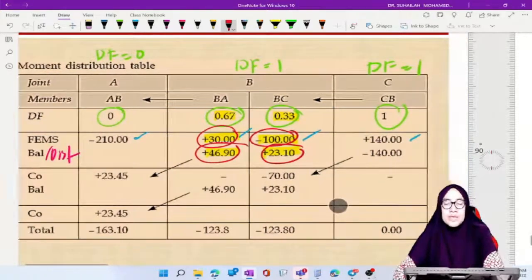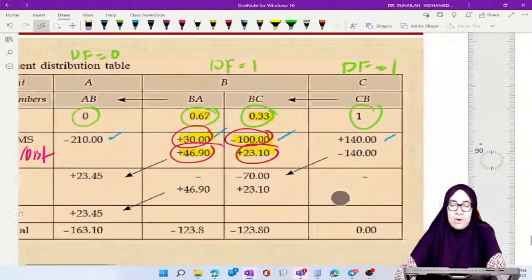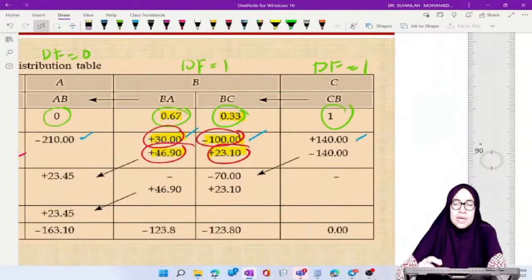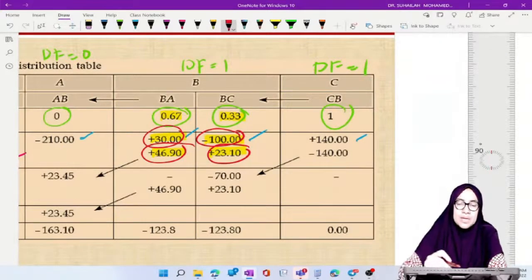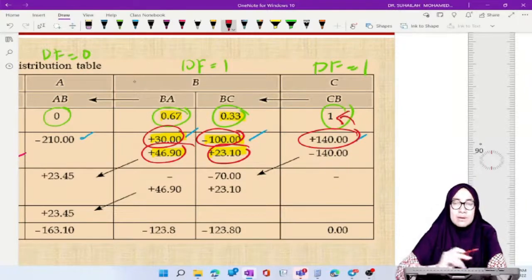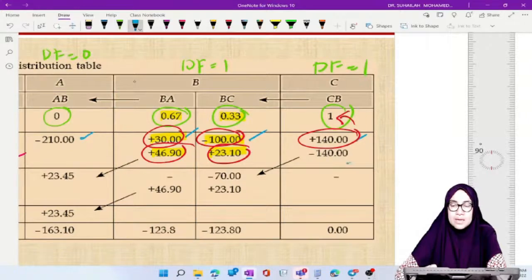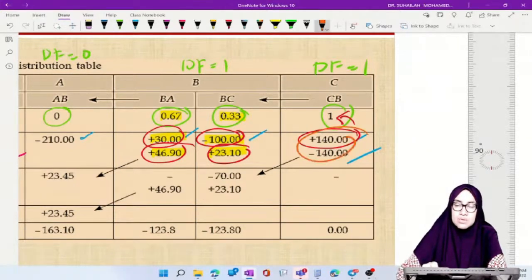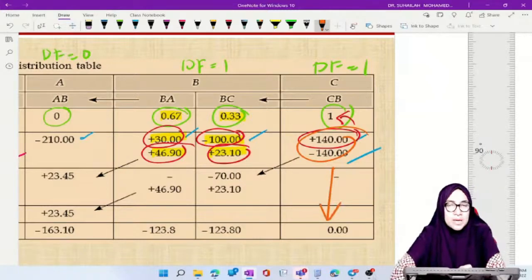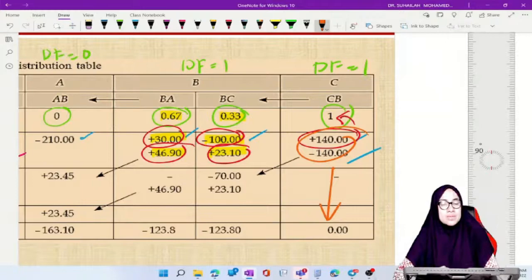And for CB, it is 140. We times with 1, so we get negative 140. So the total of 140 minus 140 produces 0.